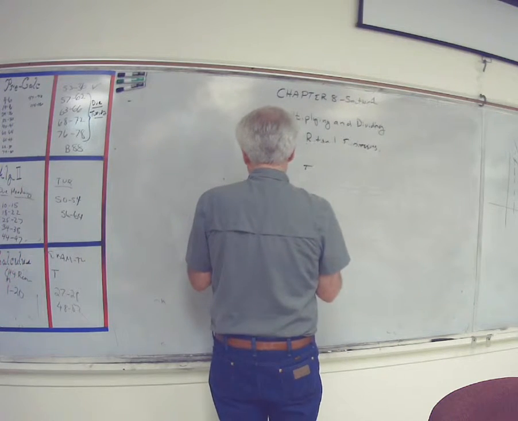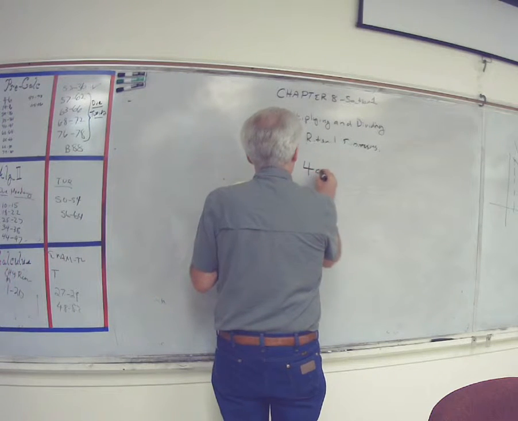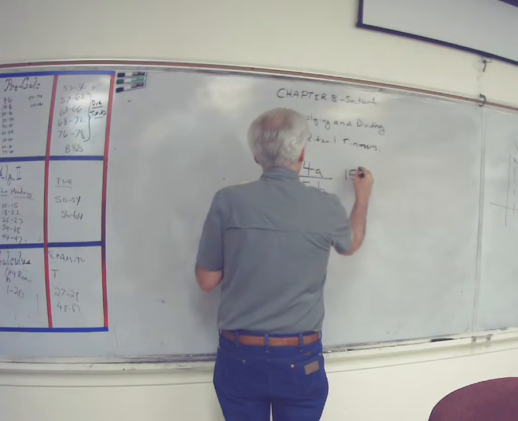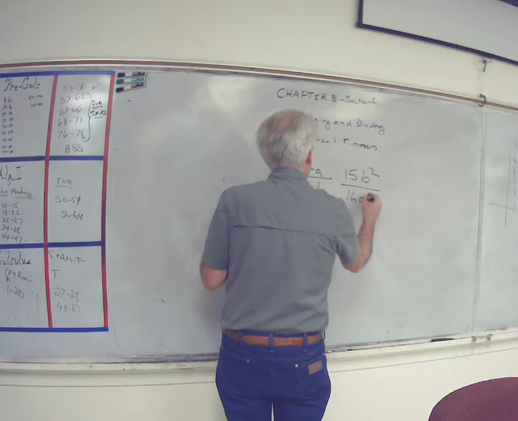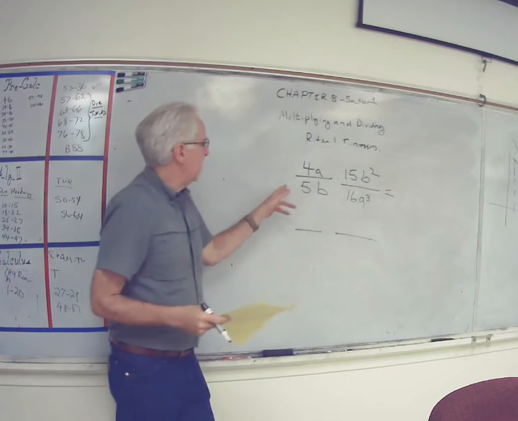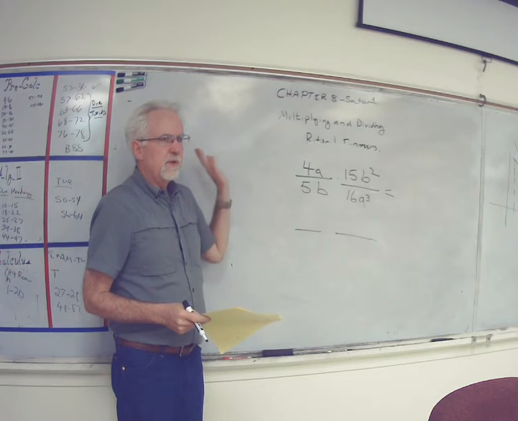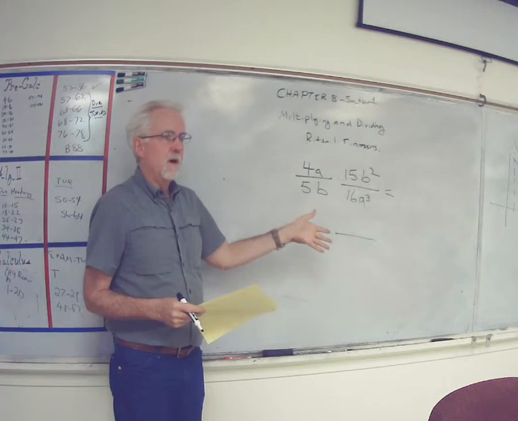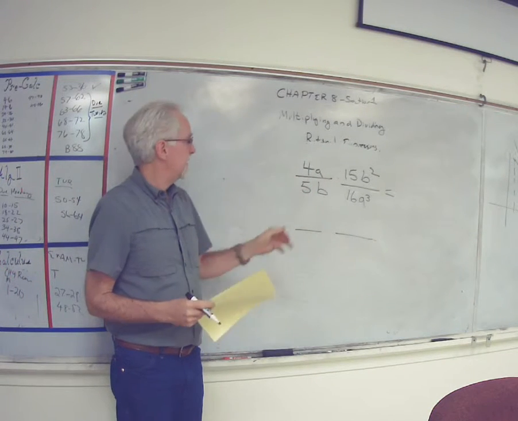We are going to do 4a over 5b times 15b squared over 16a cubed. All right. Kelsey, tell me one way that we could do this. We could just multiply across. Would that be wrong? No. Is that the best way to do it? No. What's better, Kelsey, for us to do?